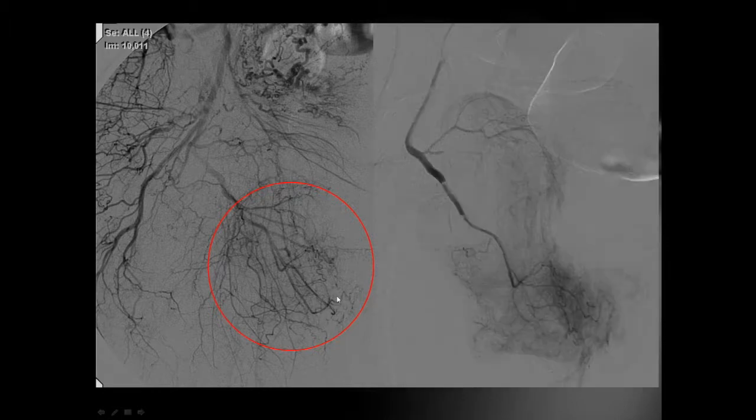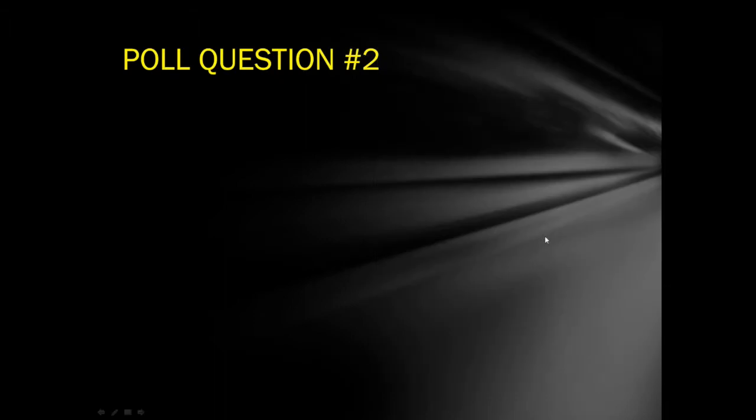When we selectively inject the right internal pudendal artery and do a selective arteriogram, you see this beautiful dense tumor, relatively dense tumoral enhancement with some mild neovascularity, and you see the actual borders of the lesion very nicely conforming to the adjacent tissue planes. So this was embolized, and I'll lead into our next question.